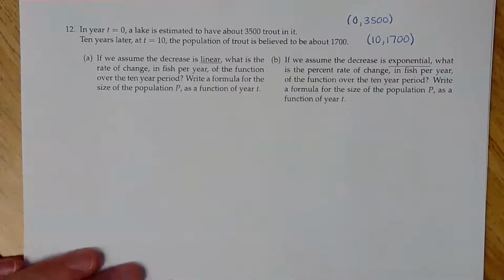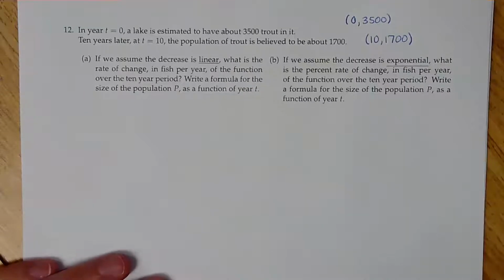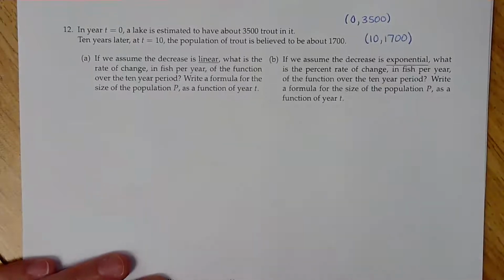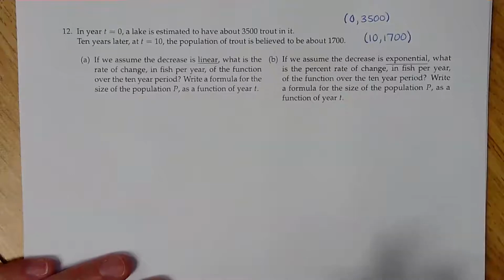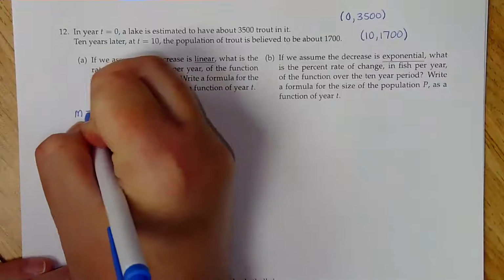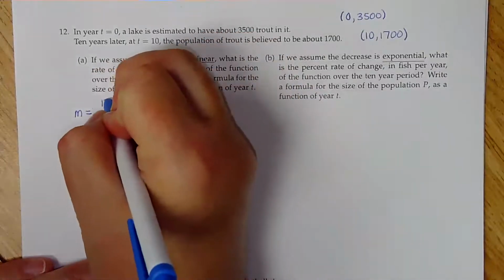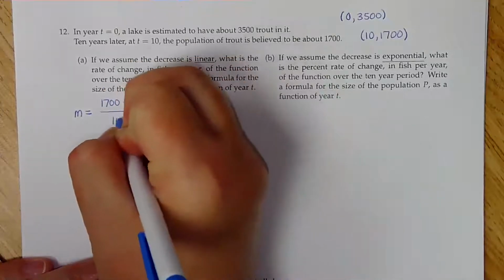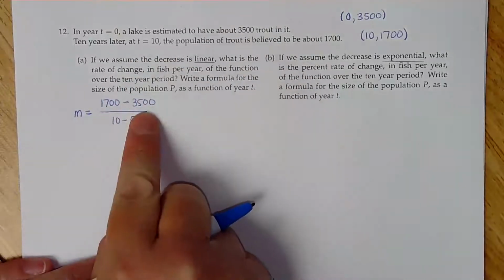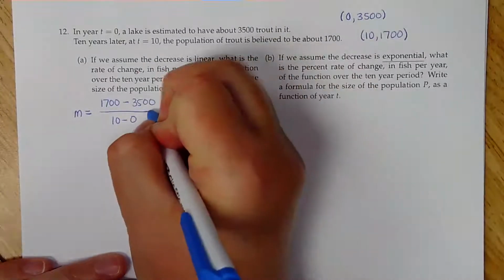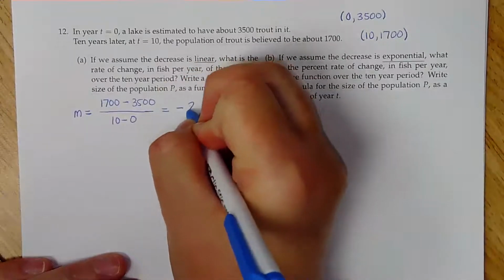So if we assume the decrease is linear, what is the rate of change in fish per year of the function over the 10-year period? And then we're going to write a formula for that. All right, so when we're finding this rate of change, we're looking for the slope of our linear function. So I'm going to do m is equal to, I have 1,700 minus 3,500 over 10 minus 0. So I'm subtracting the dependent variables over the subtraction of the independent variables. If I run that into my calculator, I get about negative 280.